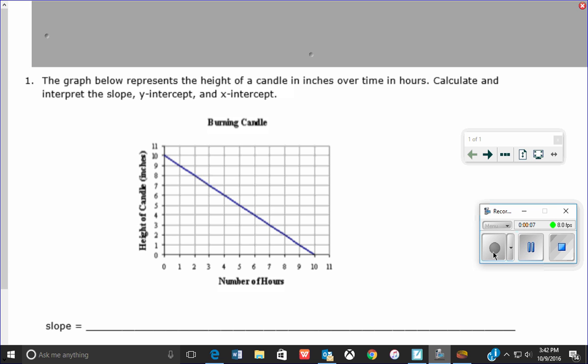The graph below represents the height of a candle in inches over time in hours. Calculate and interpret the slope, y-intercept, and x-intercept.